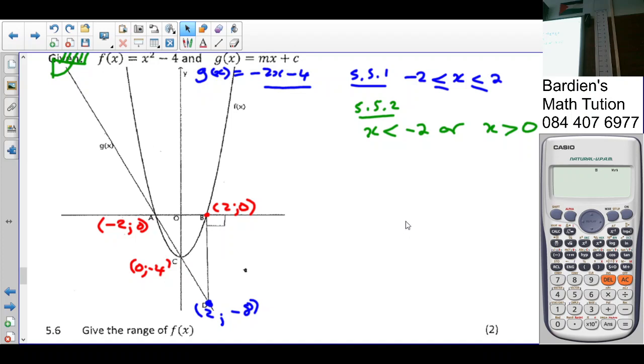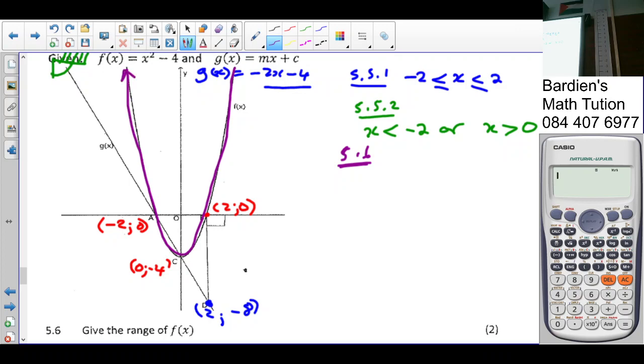Here we are. The question says, give the range of f of x. What is range? All possible y values. Looking at the range of this graph, does this graph exist at negative infinity? No. Remember, when we read domain and range, we always read from negative infinity to positive infinity. Where does this graph start existing? Negative 4. Remember, range is y values. From negative 4 onwards, the graph exists.